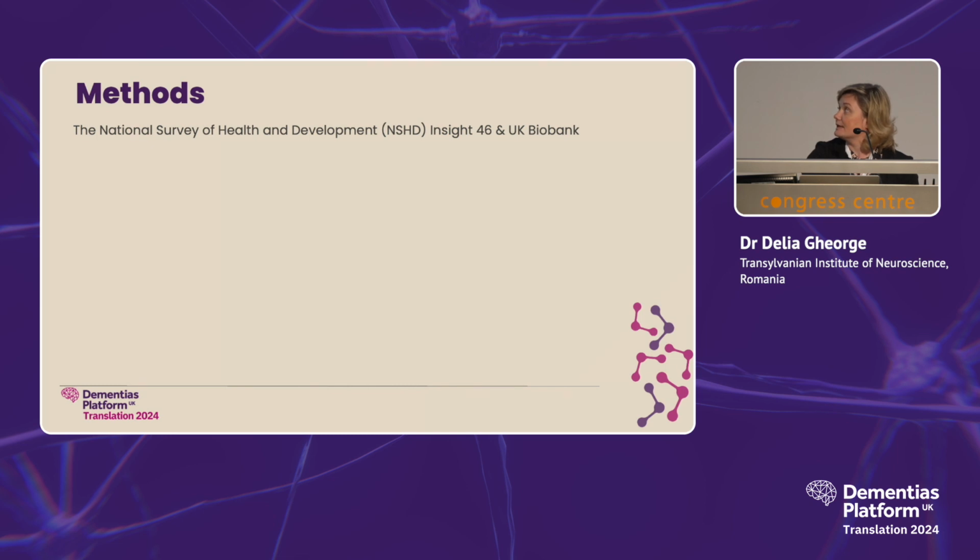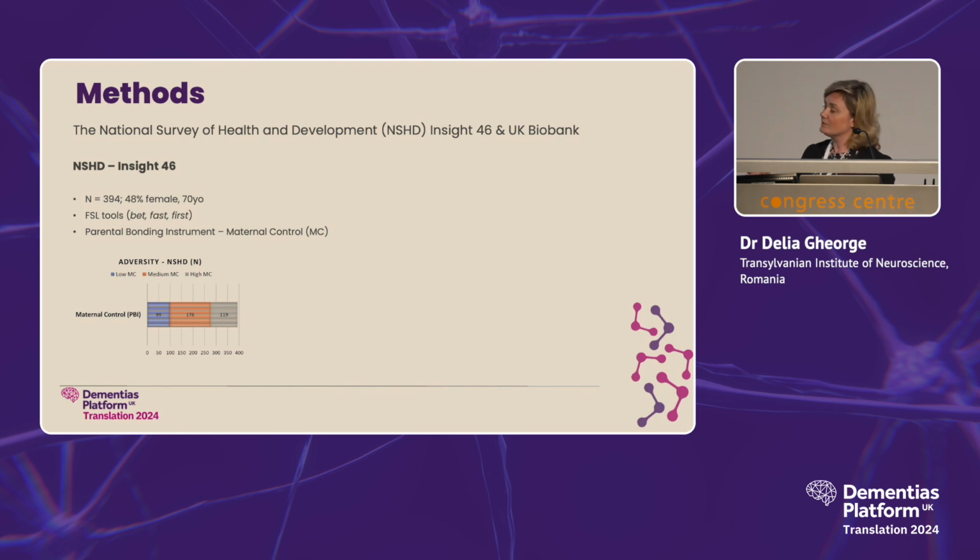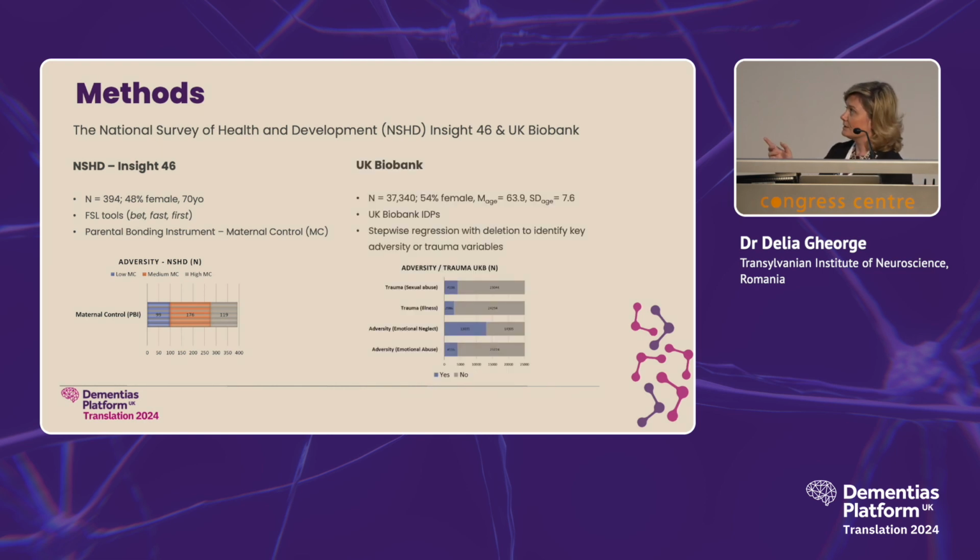So we used the NSHD cohort, the Insight 46 sub-study of this cohort. This is a birth cohort. We had about 400 people, and we used the FSL tools to segment those brain regions that I was talking about. And for adversity, we looked at maternal control, which is a subscale of the parental bonding instrument inventory. And we created 3 adversity categories, so that's just a distribution of answers.